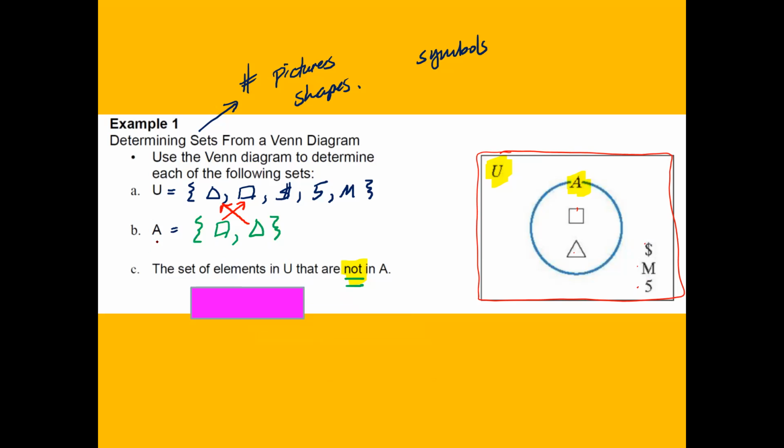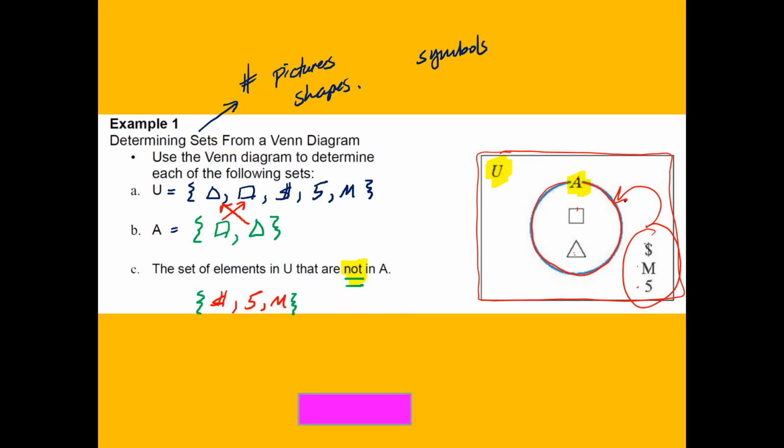Let's take a look at A. What's in A? A is now going to be confined to this circle. So inside the circle, I have a square and a triangle. Now, the set of elements in U that are not in A: what is in U but is not in A? Those will be the money symbol, the capital letter M, and 5.